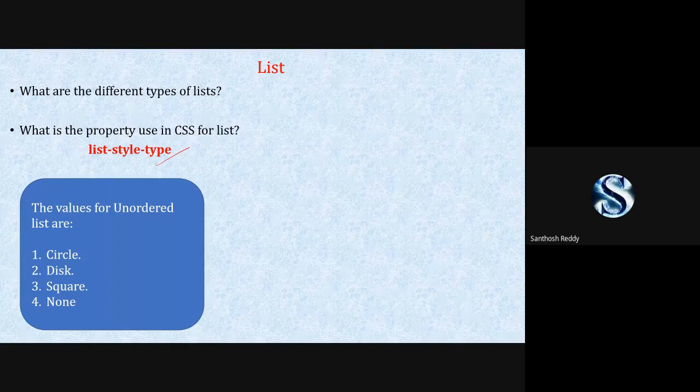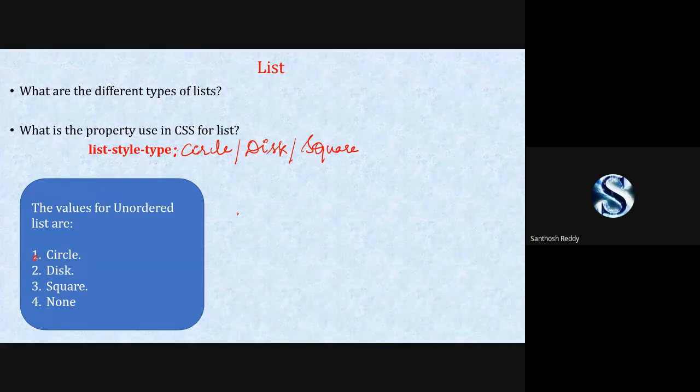Next, the values for unordered list are circle, disk, square, and none. If I want to mention circle for your list type, we need to use a colon and then circle, or you can use disk, or square like this. When you use it like this, at this position you're going to get your circle if you use circle. If you're using disk, you're going to get your disk.